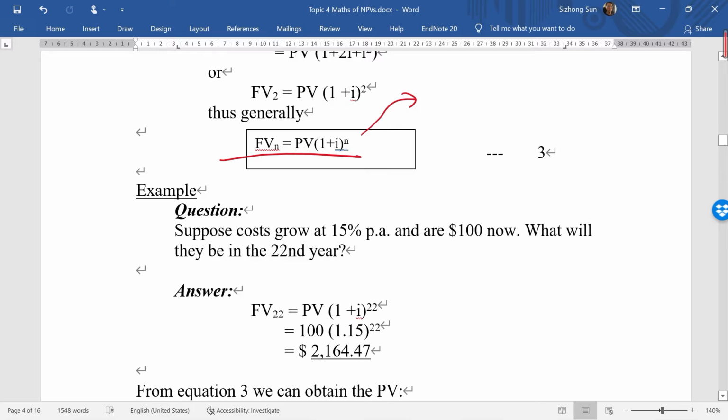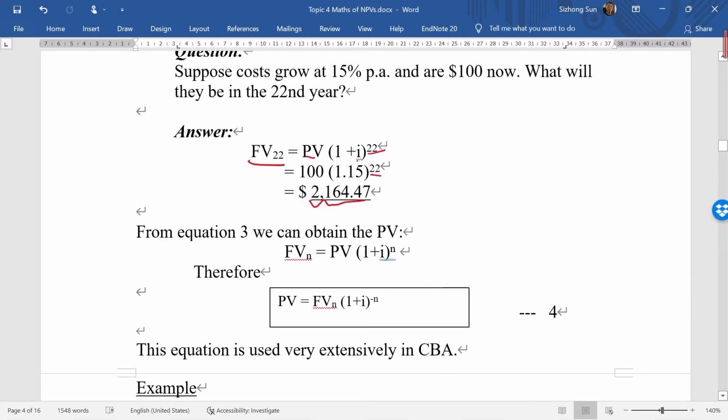Let's look at examples. Suppose costs grow at 15% per annum and are $100 now. What will it be in the 22nd year? So future value in year 22 is present value times (1 plus interest rate) raised to the power of the number of years. So 100 times 1.15 raised to the power of 22. So we get roughly close to $2,200.